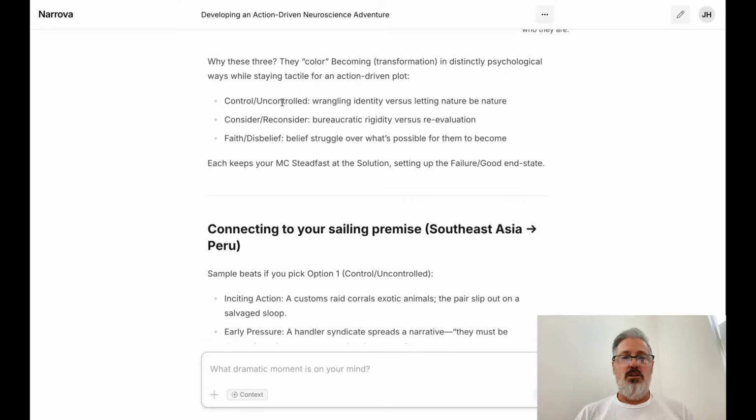The central conflict is either going to be about control and uncontrol. So wrangling identity versus letting nature be nature. That's super cool. Reconsider bureaucratic rigidity versus reevaluation. It's okay. Believe struggle over what's possible for them to become. I'll probably just do this top one.